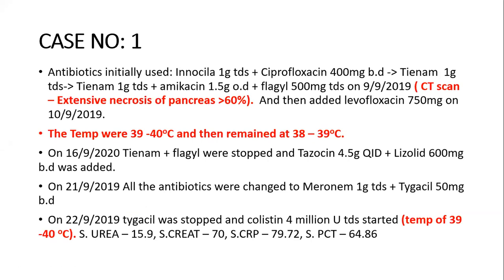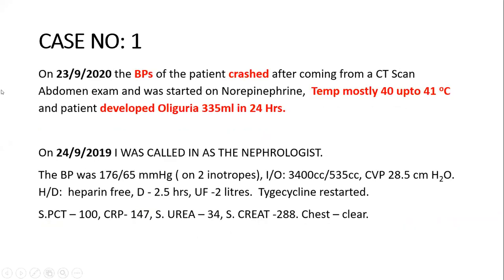AKI set in, and on the 23rd his BP crashed after coming from a CT scan of the abdomen. He was put on norepinephrine, with temperature about 40 to 41 degrees centigrade, and the patient developed oliguria. That's when I was asked to come in as a nephrologist. When I came, he was on inotropes, and we dialyzed the patient.